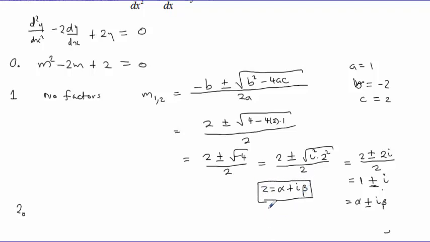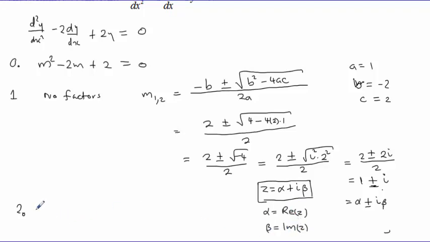Noting that now alpha is the real part of z, and beta is the imaginary part of our complex root z. So now we've got simply to use these two to write our solution. This is how we're going to do it.